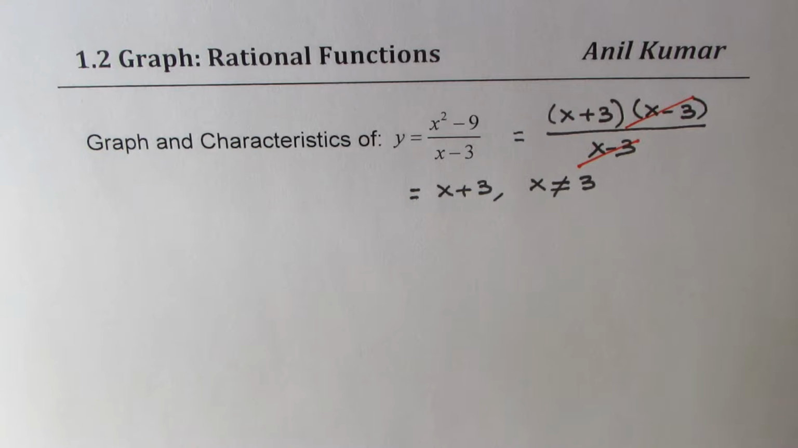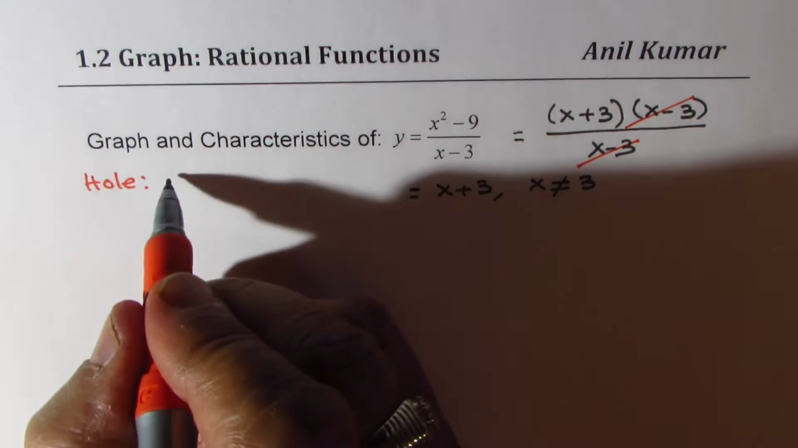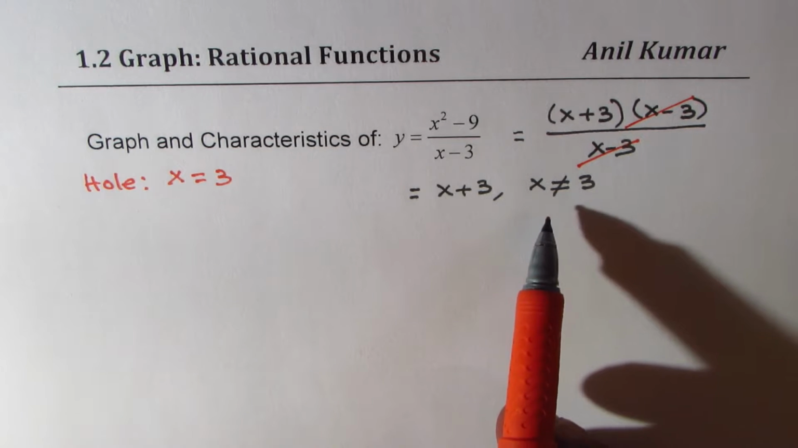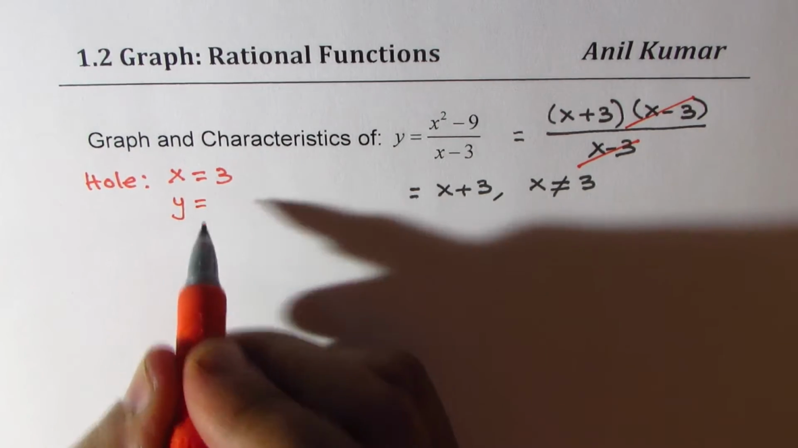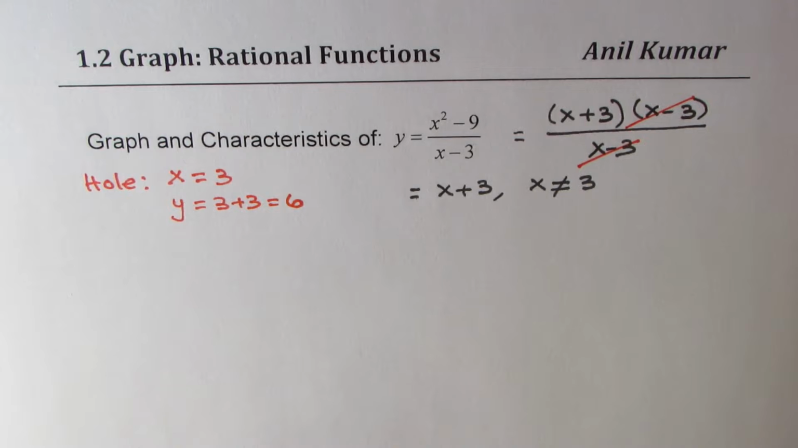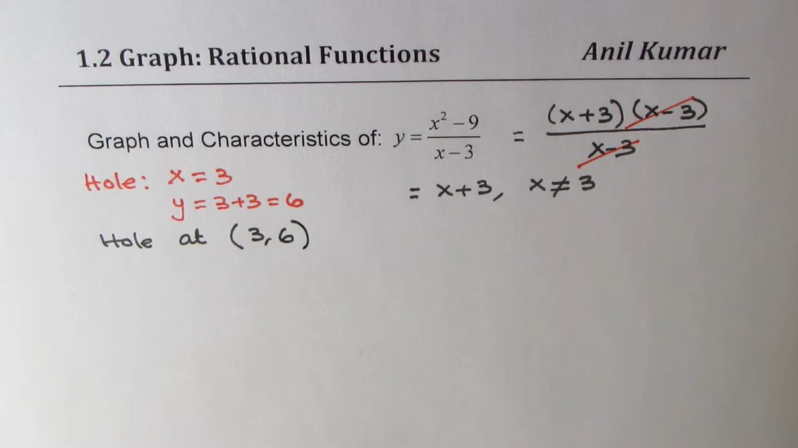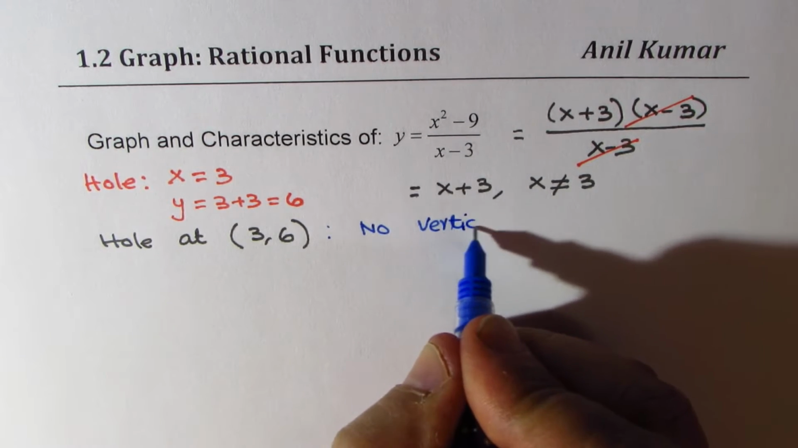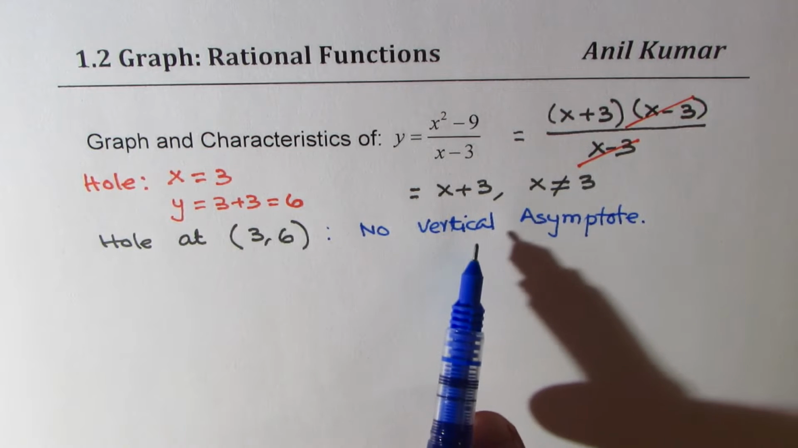Now what does that mean? It simply means that we have a hole in this situation and the location of the hole is at x equals 3. So this is a key feature of our graph. The type of discontinuity which we have here is not a vertical asymptote, it is a hole, right? And what is the point at which we have this hole? Let's substitute the value 3 in our function, which is x plus 3. So if I write 3 plus 3, I get 6. And therefore, we can say that we have a hole at (3, 6). Perfect. Now it is important to note that there is no vertical asymptote. So I hope you clearly understand this part. There is no vertical asymptote.